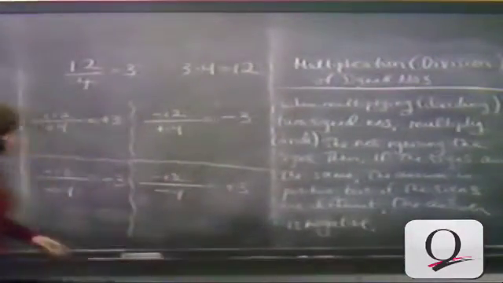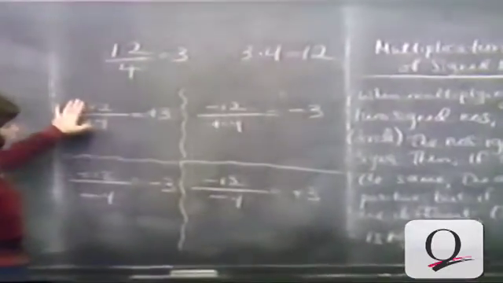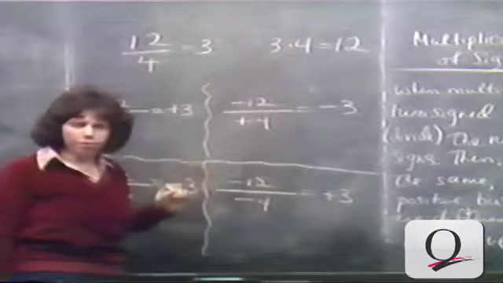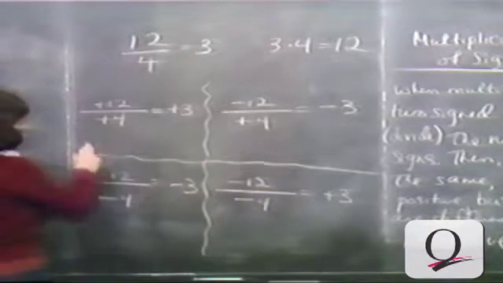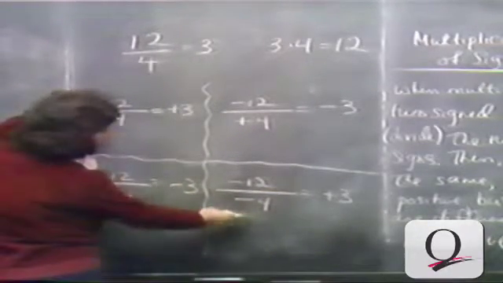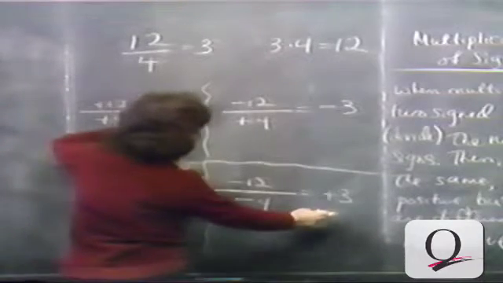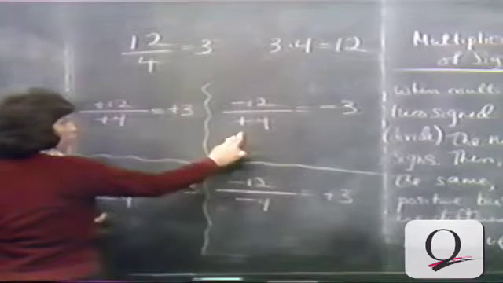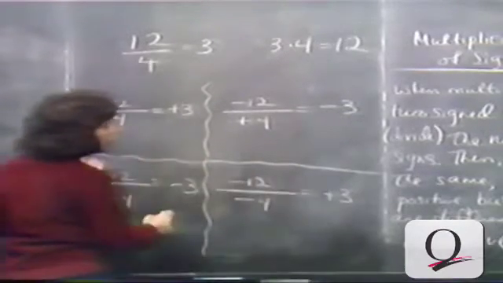Let's go back and look at the examples. In each case, you block out the signs, and of course, 12 divided by 4 will be 3. Then, when the signs are the same, in this example and in this example, the answer is plus 3. When the signs are different, in this example and this one, the answer is minus 3.